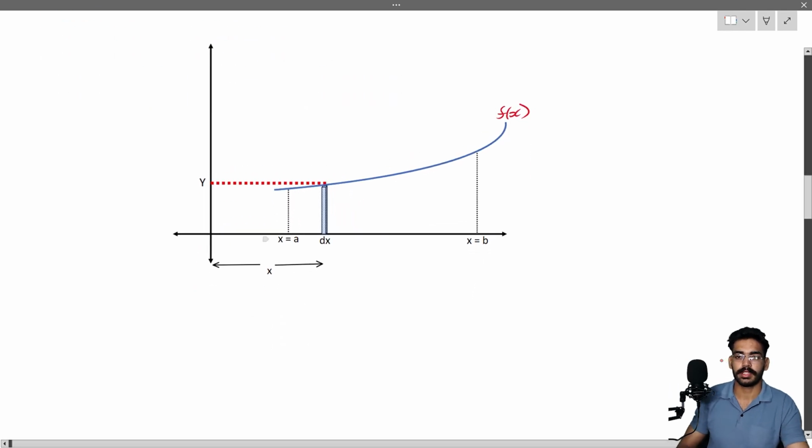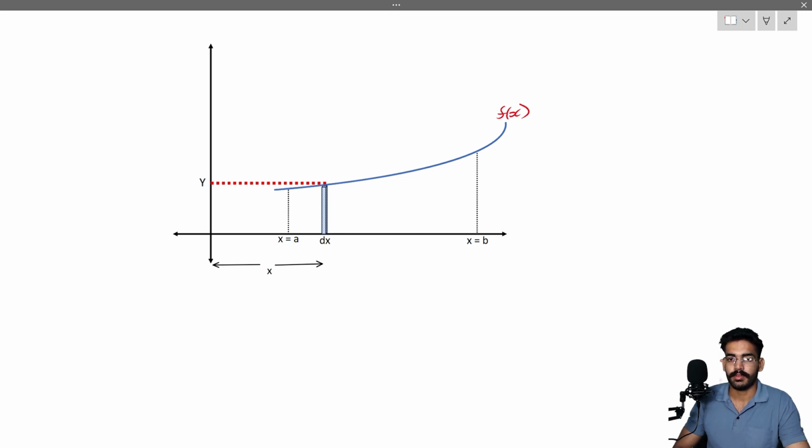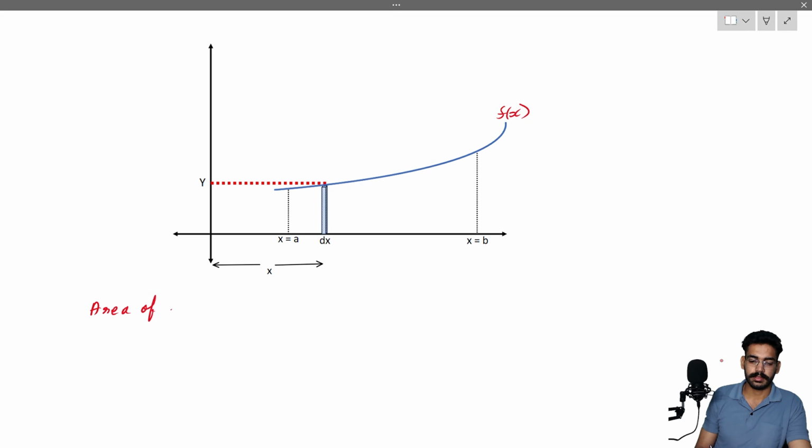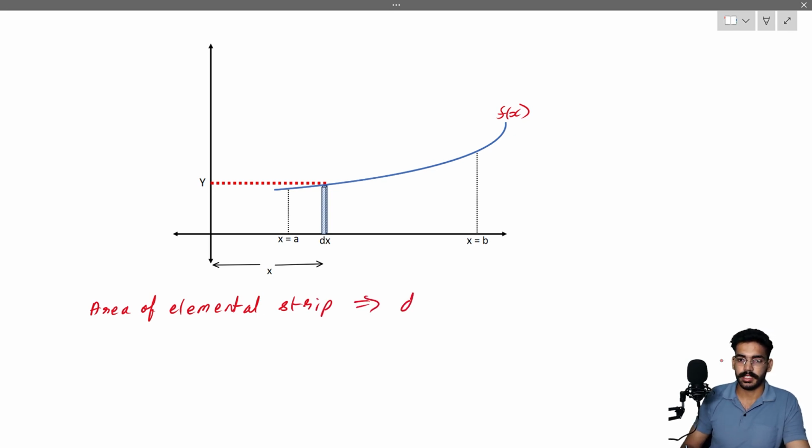So what we will do is assume a strip, at a distance x from the y axis, a dx strip. Now what will be the area of this strip? What can I write as the area of the elemental strip? That small dA, I can write it, right?